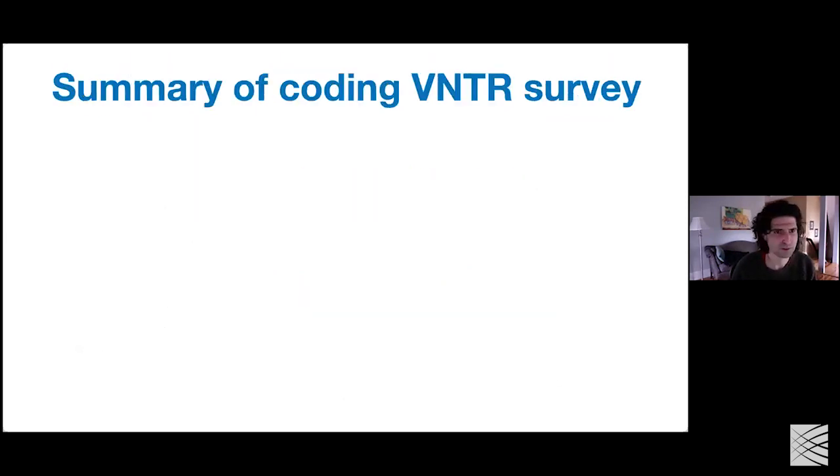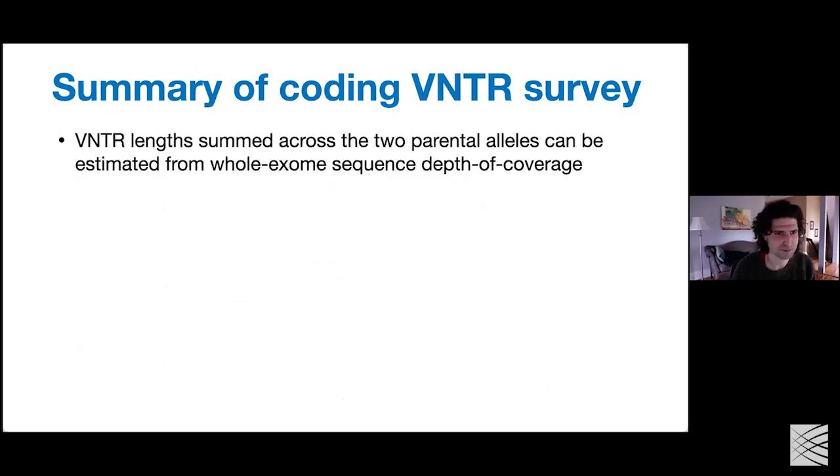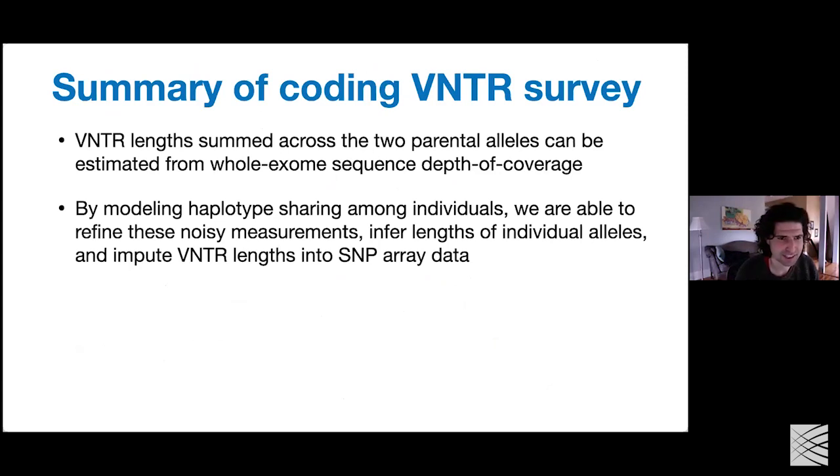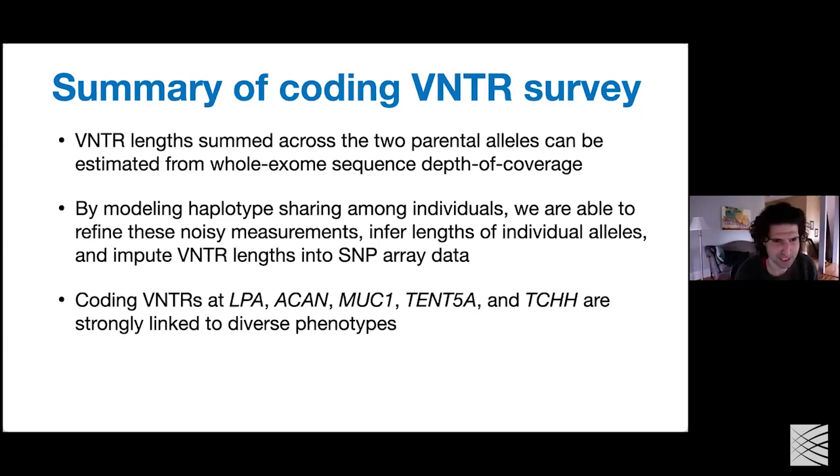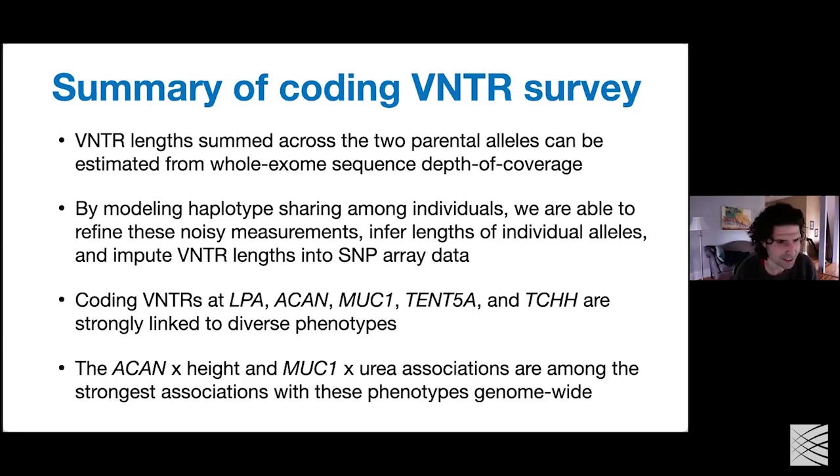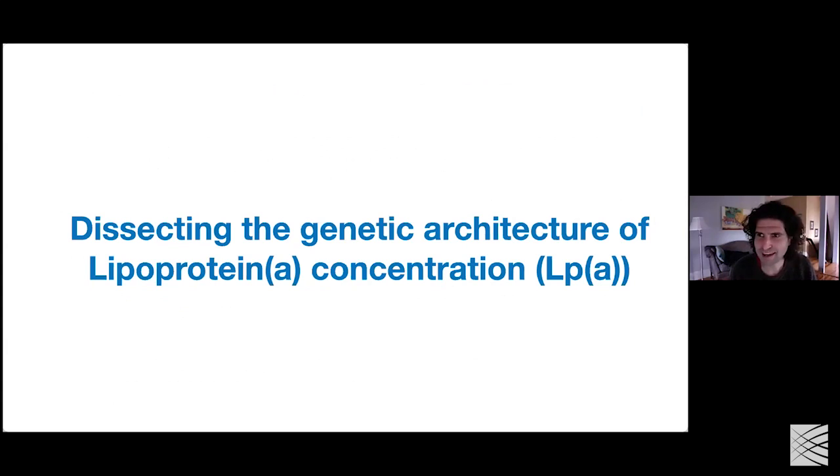Okay, so summarizing this little bit of the talk, we can estimate VNTR lengths summed across the two parental alleles from whole exome sequence depth of coverage. We can clean up these measurements by modeling haplotype sharing among individuals, refining the measurements, inferring individual allele lengths, and imputing VNTR lengths into SNP array data. Coding VNTRs at LPA, ACAN, MUC1, TENT5A, and TCHH are strongly linked to diverse phenotypes. The ACAN and height and MUC1 and urate associations are among the strongest associations for these phenotypes genome-wide.